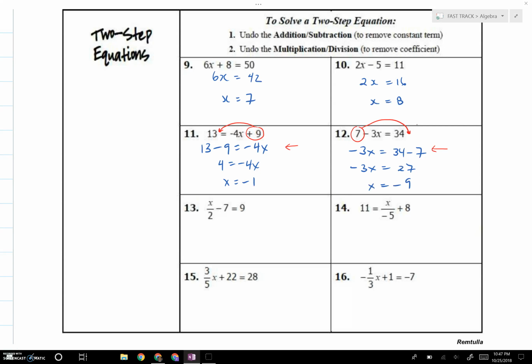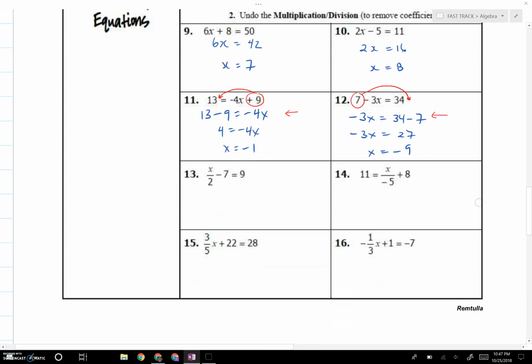All right. Now in question 13, 14, 15, and 16, you'll notice that I have thrown in some fractions. Again, pause the video, give them a try, and then I'm going to show the steps to the answer.